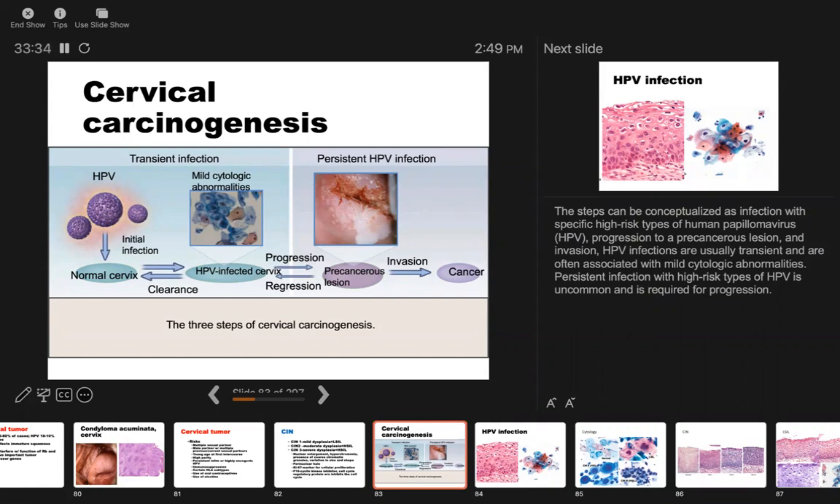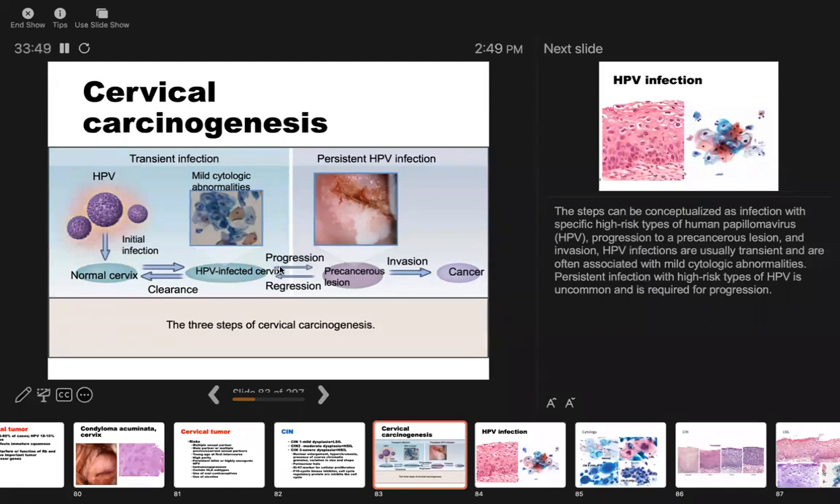So if you are infected with HPV, one thing that you can do to screen is the Papanicolaou smear. And again, koilocytes, which I am pointing to right now, are very much evident.